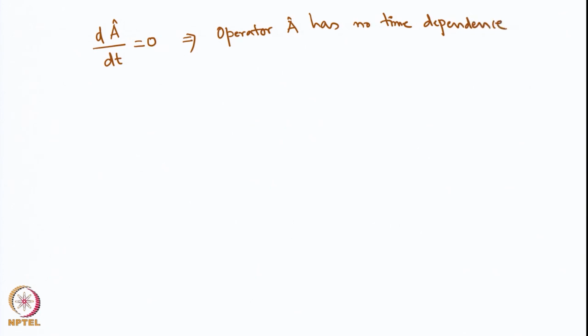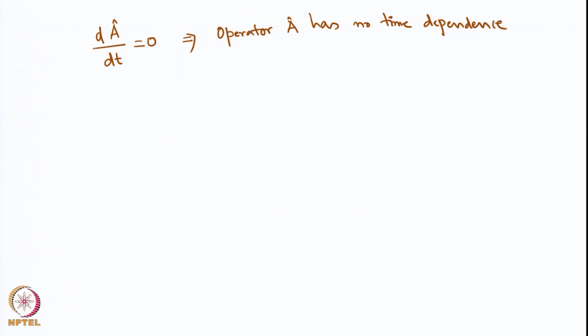Now, let us start with an operator A such that operator A does not have any time dependence, which means d by dt of A equals 0. This simply means operator A has no time dependence. Okay.